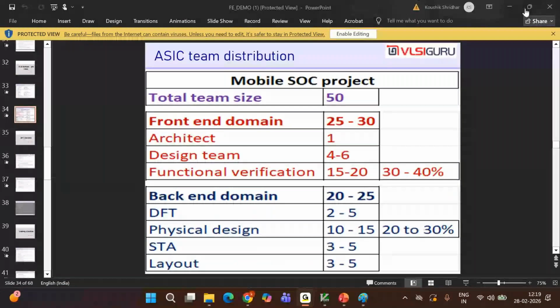Sir, my question is about placements. This question is regarding placements and all. For which roles are freshers being hired in the VLSI domain?